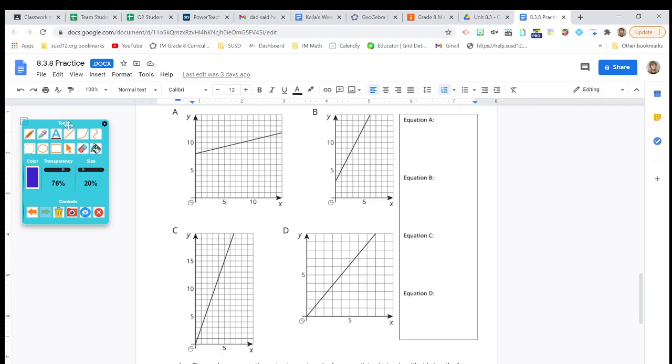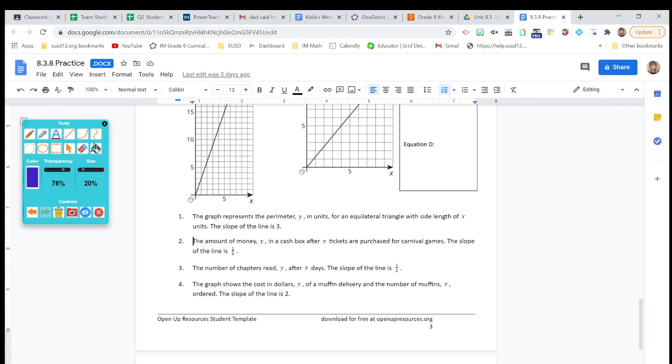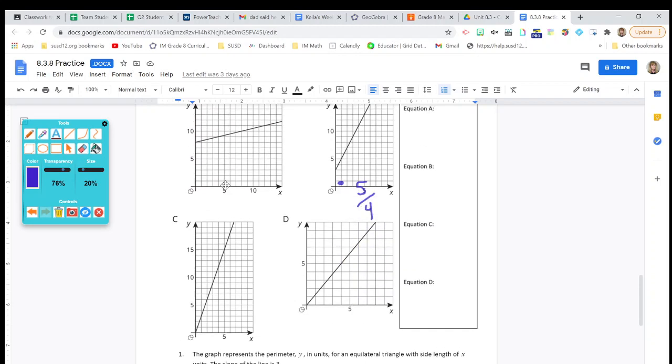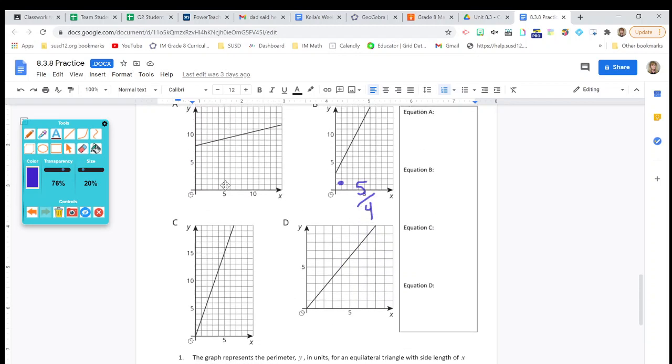Number 3, the situation says, the number of chapters read, y, after x days. The slope of the line is 5/4. Oh, this is too easy. We've already found this one. Didn't we find that this slope was 5/4? It goes up 5 and over 4 right there. Let me double check the other graphs. Was there another graph with a slope of 5/4? I don't think so. Let me check this one.